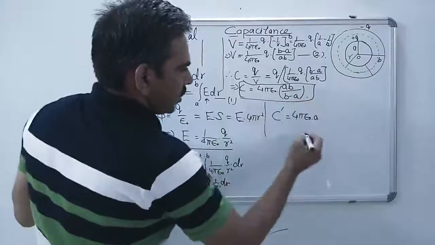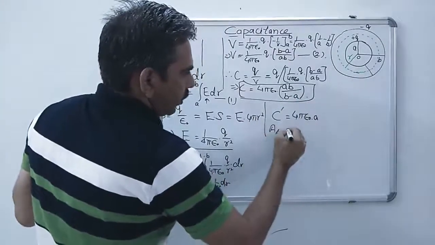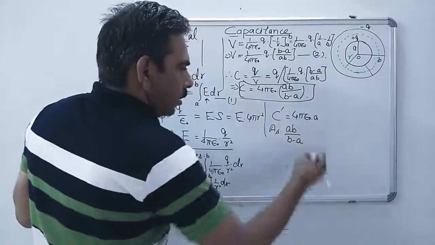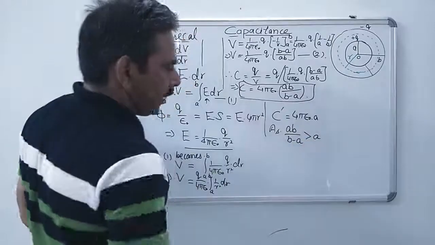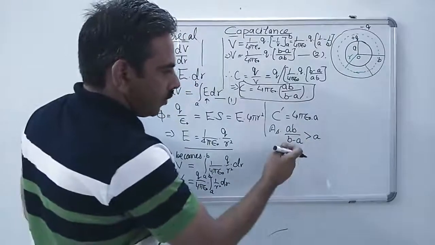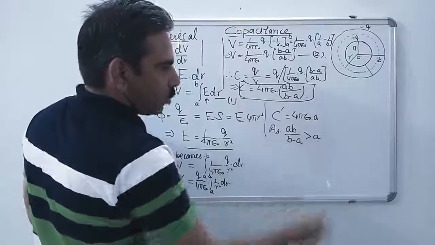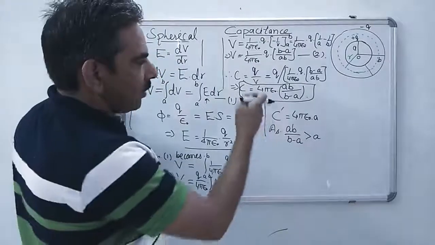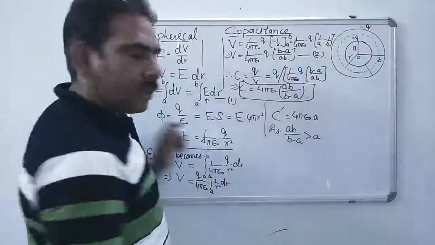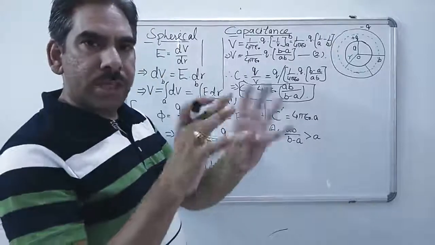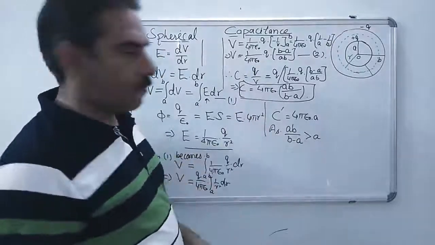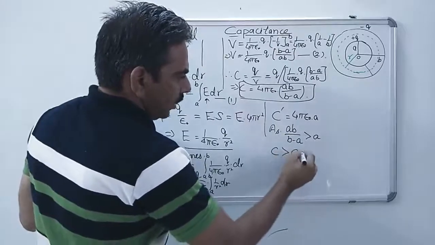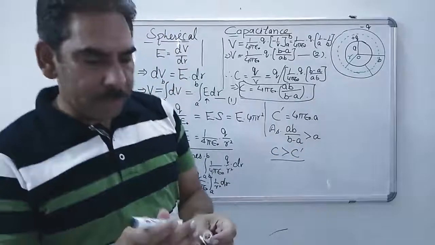We see that this term AB divided by B minus A is more than A. Mathematically, AB divided by B minus A is more than A. So we can say that this capacitance is more. Whenever we bring another sphere close to the given sphere, the capacitance of the sphere as a whole increases. So that simply says that C, the new capacitance, will be more than the earlier capacitance. Mathematically you can check this.